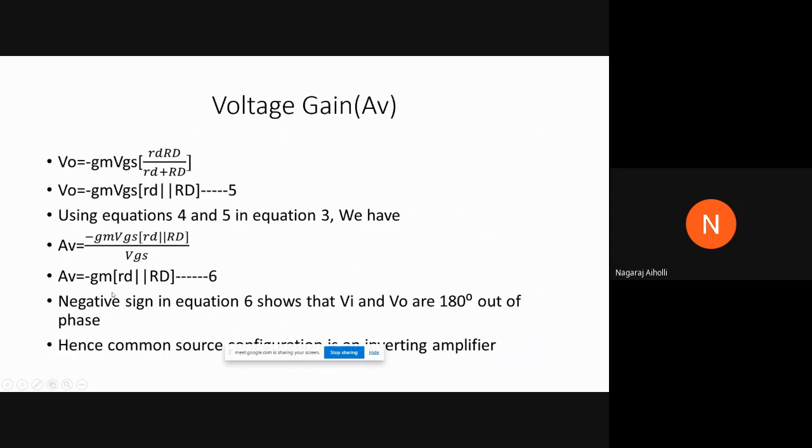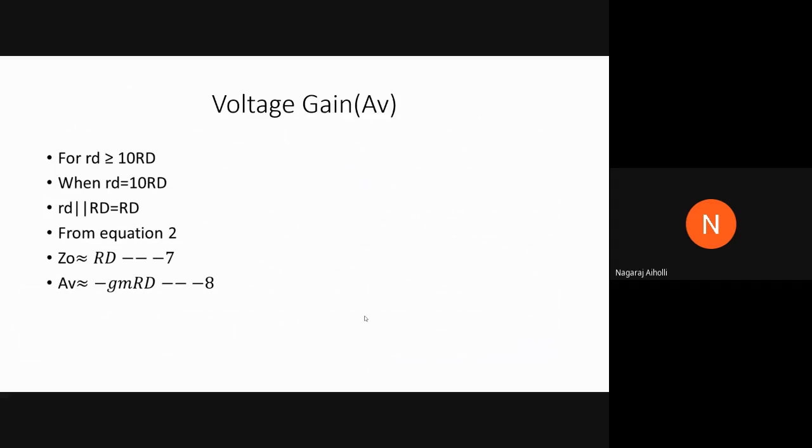What does the negative sign indicate here in the equation for voltage gain? Negative sign indicates that the input voltage and the output voltage are 180 degrees out of phase with respect to each other. And hence we say that the common source configuration is an inverting amplifier. Common source fixed bias JFET circuit is an inverting amplifier circuit because the output voltage is 180 degrees out of phase with respect to the input voltage. Fine, students. I hope everyone is following here.